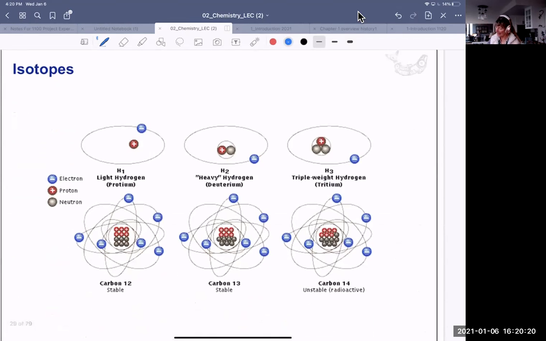Isotopes are atoms that have a different number of neutrons in their nucleus. So here, for example, is hydrogen. Deuterium has one neutron. And this triple weight hydrogen, tritium, has two. And it turns out for hydrogen, if you have one or two more neutrons, you could become a bomb. Yeah, that's how powerful that change is. Hydrogen bombs use fusion. They create enormous explosions.